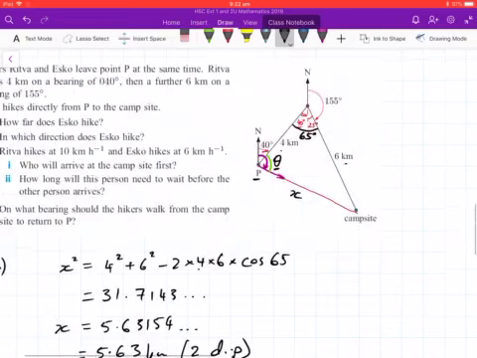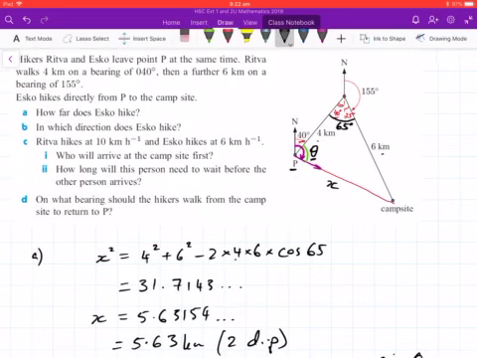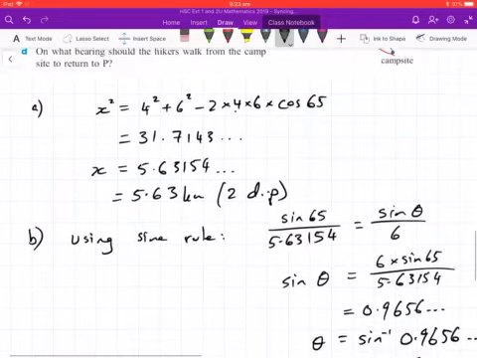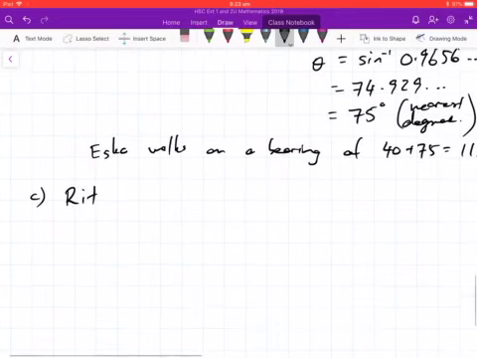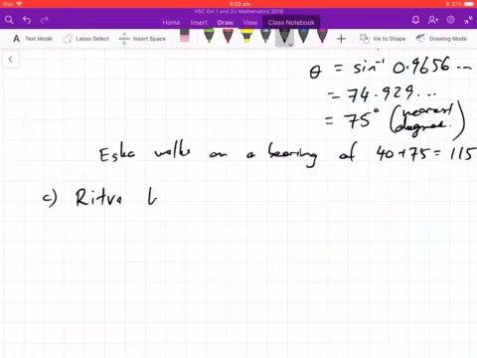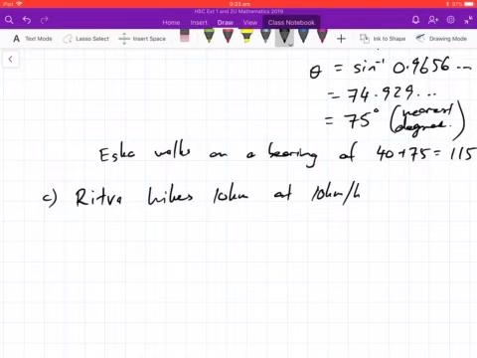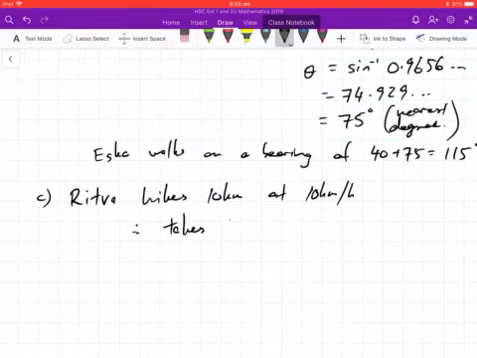All right, nice. Part C: Ritva hikes at 10 kilometers per hour and Esko hikes at 6 kilometers an hour. Who will arrive at the campsite first? Well, Ritva hikes 10 kilometers at 10 kilometers per hour, therefore takes 1 hour. We divide the distance by the speed.